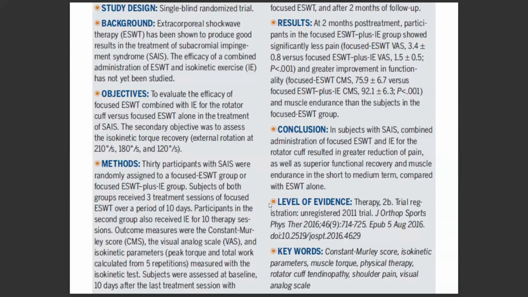Another single-blind randomized trial, and the conclusion was that in subjects with subacromial impingement syndrome, combined administration of focused short wave therapy and IE for the rotator cuff, where IE means isokinetic exercises for the rotator cuff, resulted in greater reduction of pain as well as superior functional recovery and muscle endurance in the short to medium term compared with extracorporeal shock wave therapy.